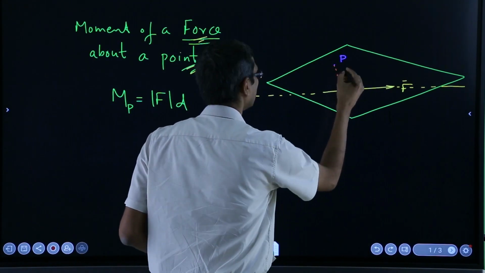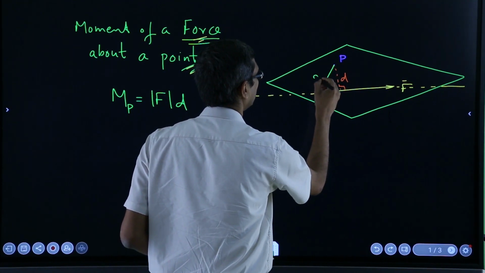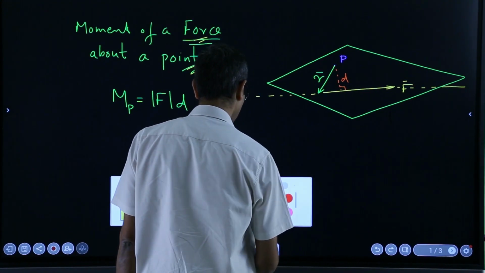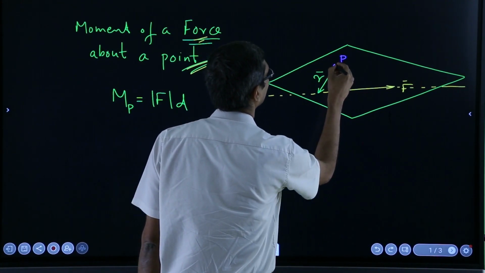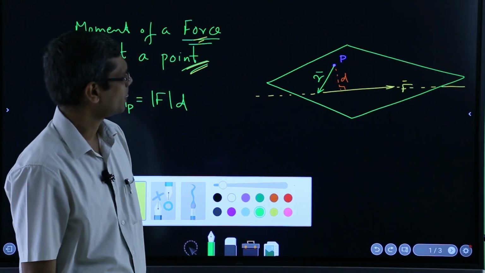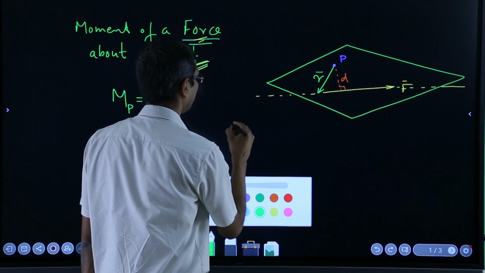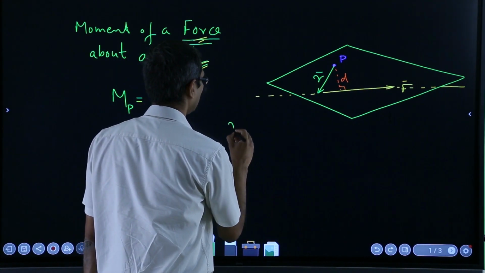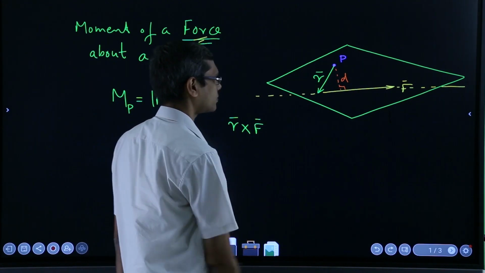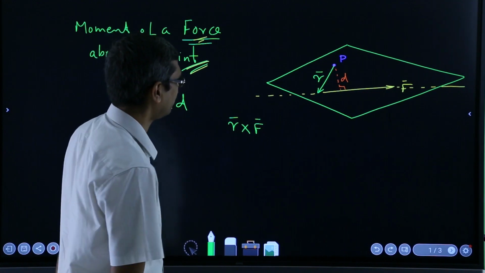Now consider the vector this r from the point P, about which you are actually trying to find out the moment. Now then you consider the equation r crossed with f. What does it give you?